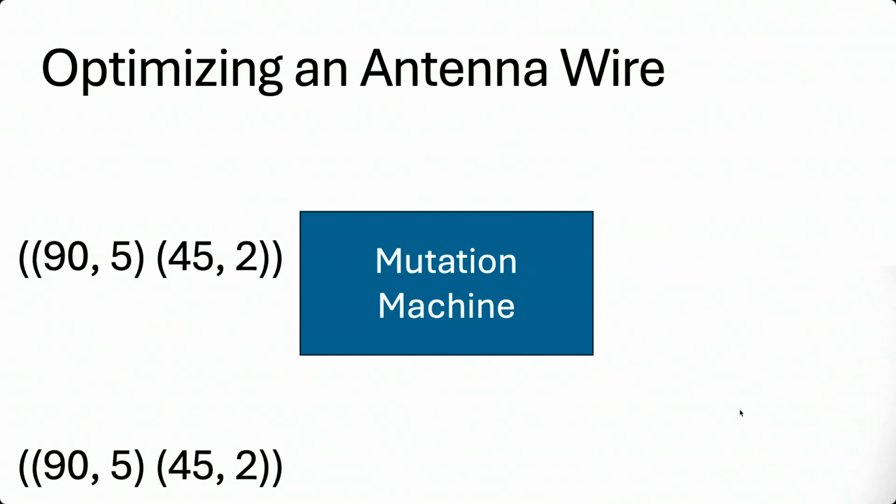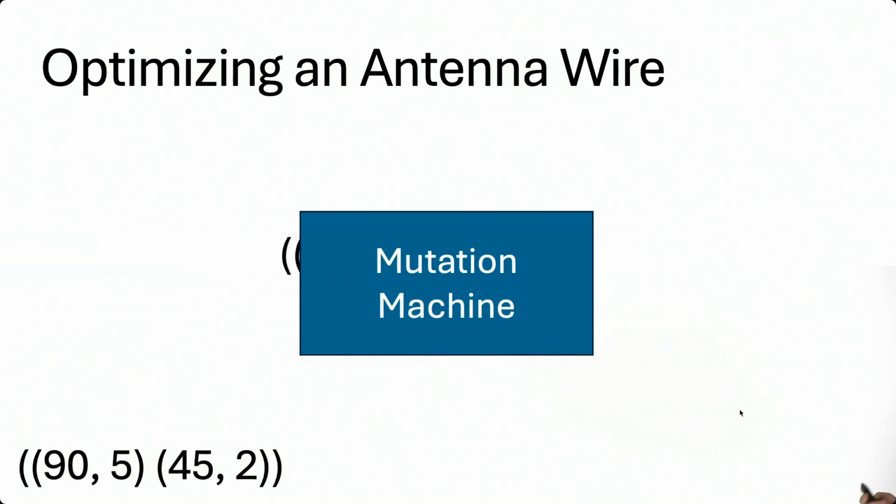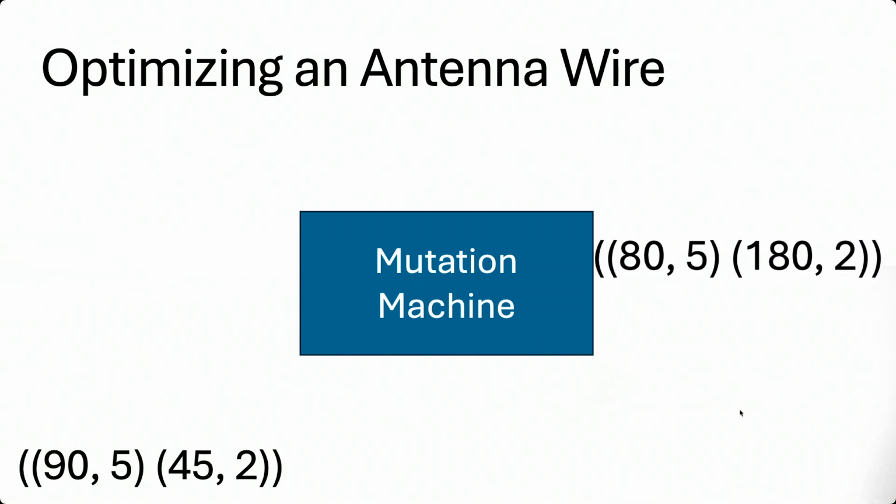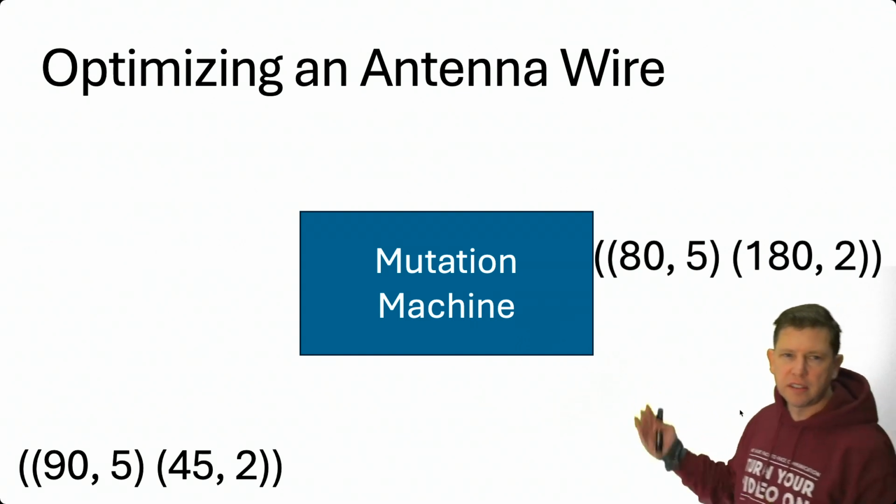So here we have a mutation machine, right? This is our magic mutation machine. And we're going to take these numbers and run them into it. In reality, this would be some type of function. And then it's going to spit out on the other side a mutated version. So let's look at this and see what we actually did.